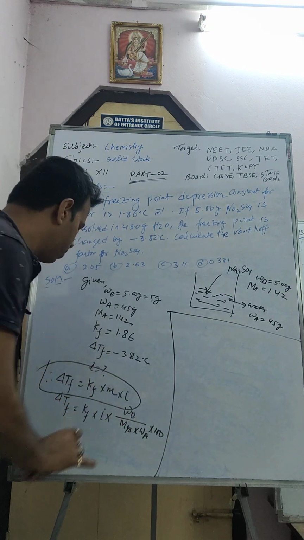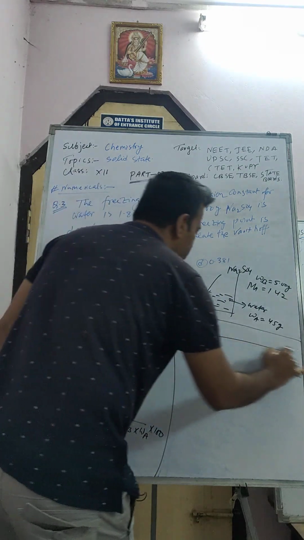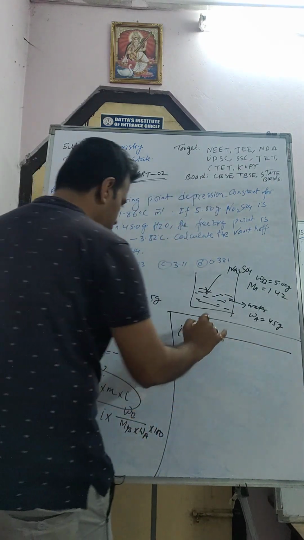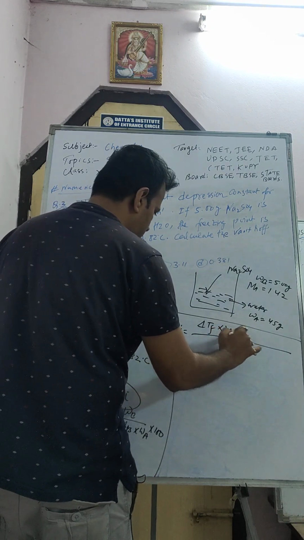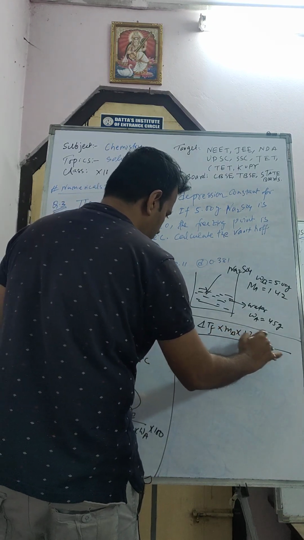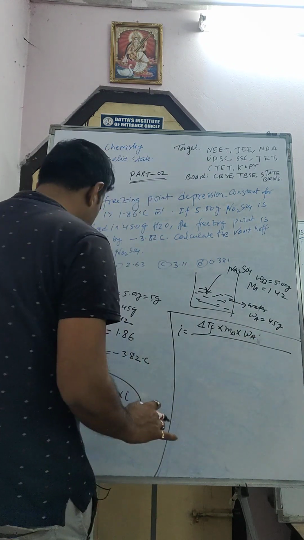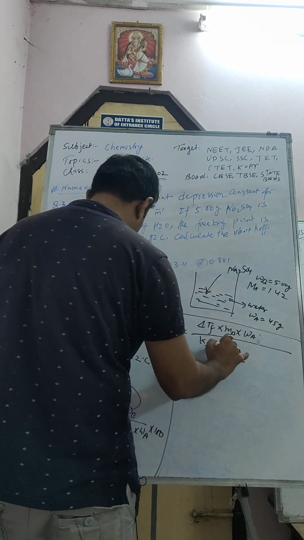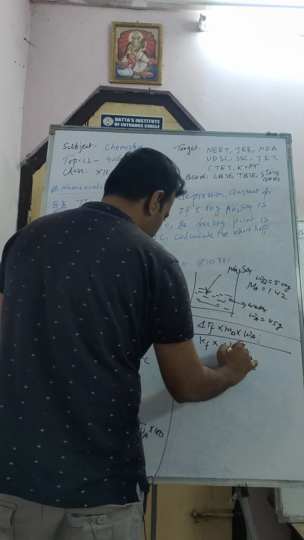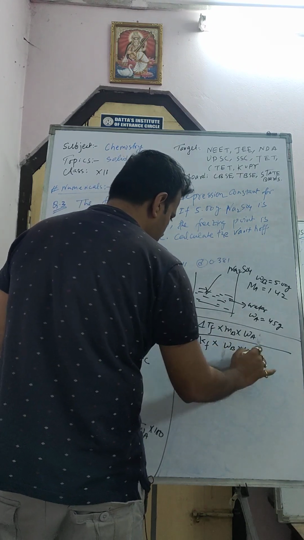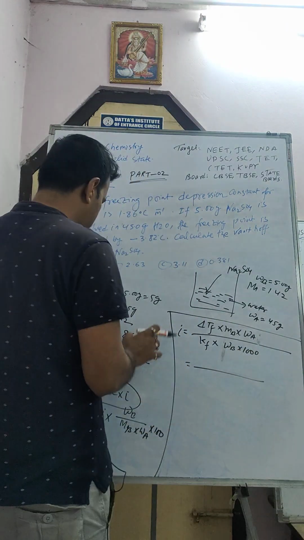Okay, from that we have to find out i is what? So from that we have to find out i equal to what? Del Tf into MB into WA divided by Kf into WB into 1000. Now put all the values.